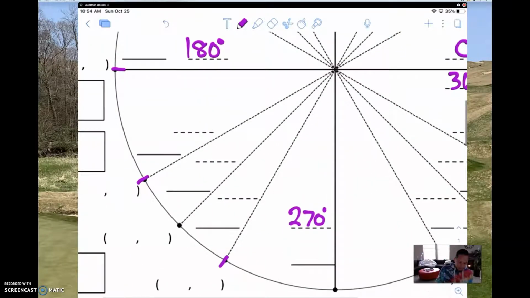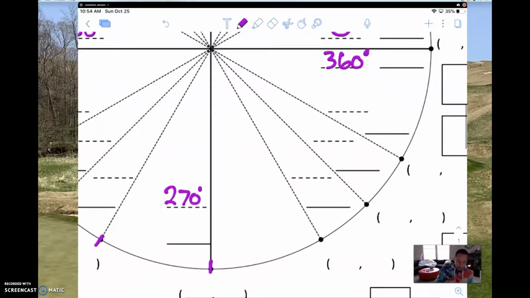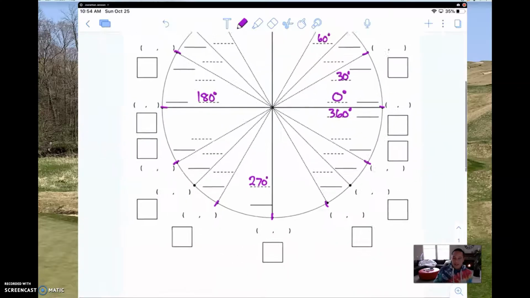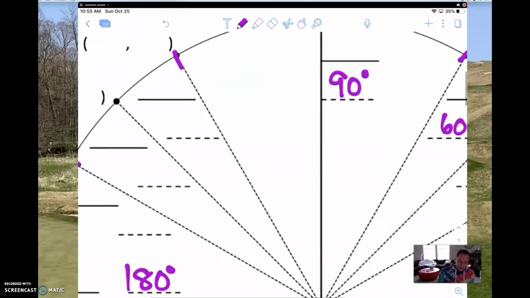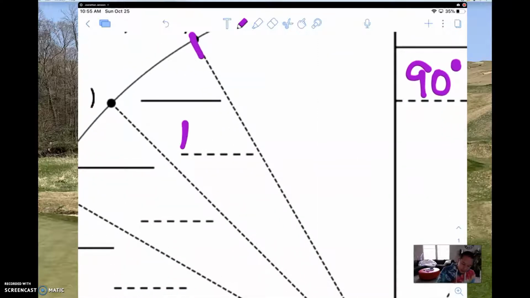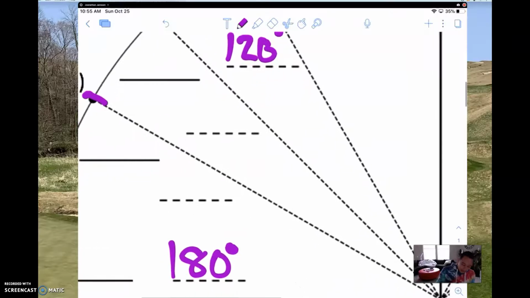You can think of this as kind of like a clock. There's going to be 12 hours in a clock. So every time you have 30 degrees, it's like 1 hour in a clock. So you got 30, 60, 90. The next one's just going to add another 30, and it's going to keep adding 30 degrees onto it. So if we take 90 and we add another 30 degrees, we're going to be at 120. And if we add another 30 degrees, we go down here and we're at 150.